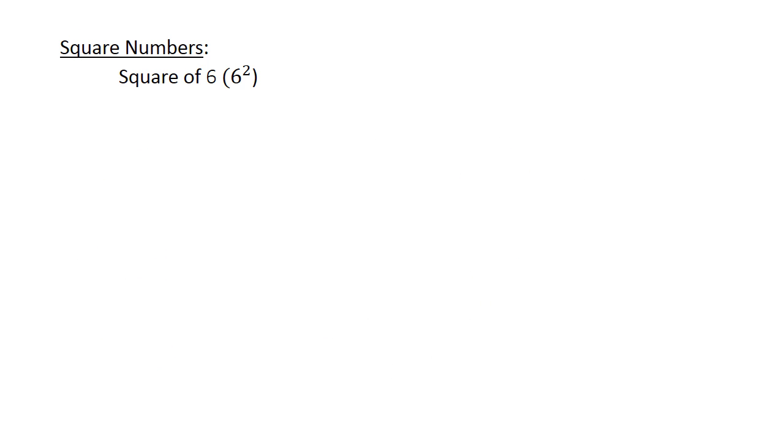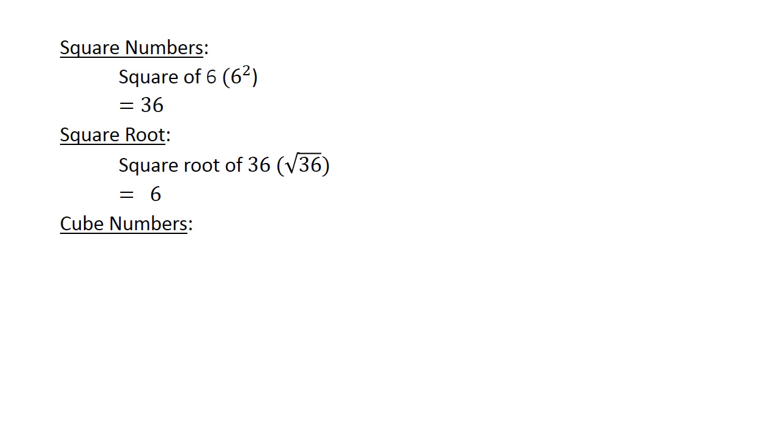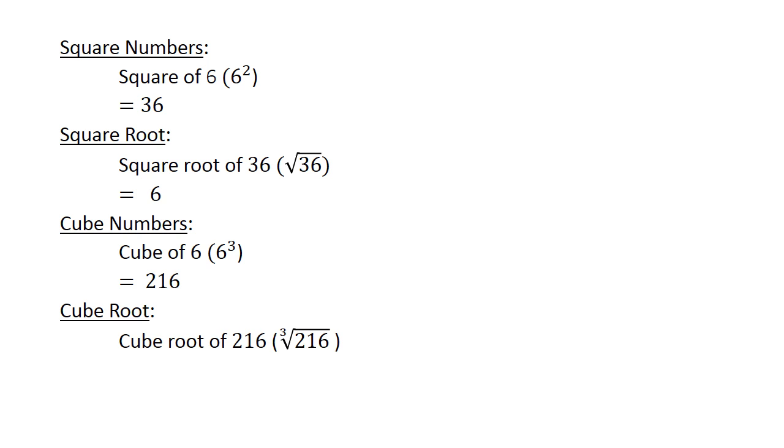Square numbers. The square of 6 equals 36. The square root of 36 equals 6. The cube of 6 equals 216. And the cube root of 216 equals 6.